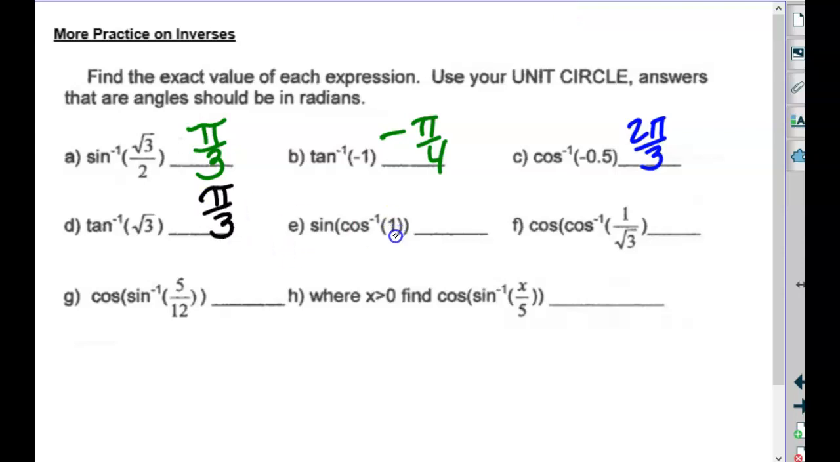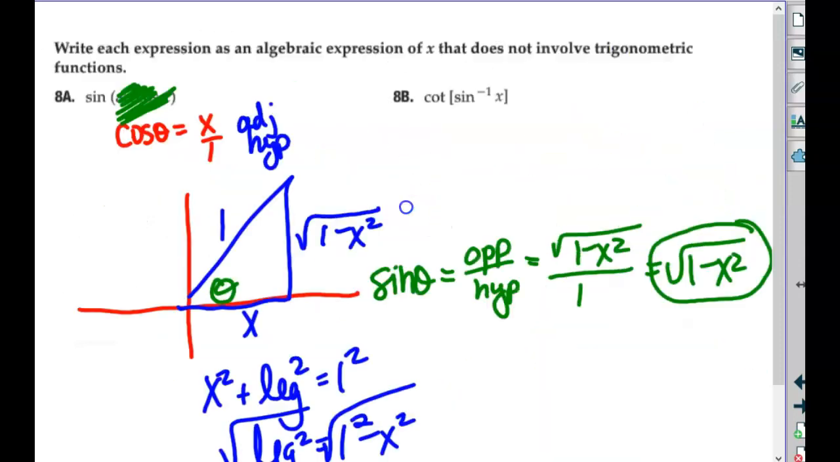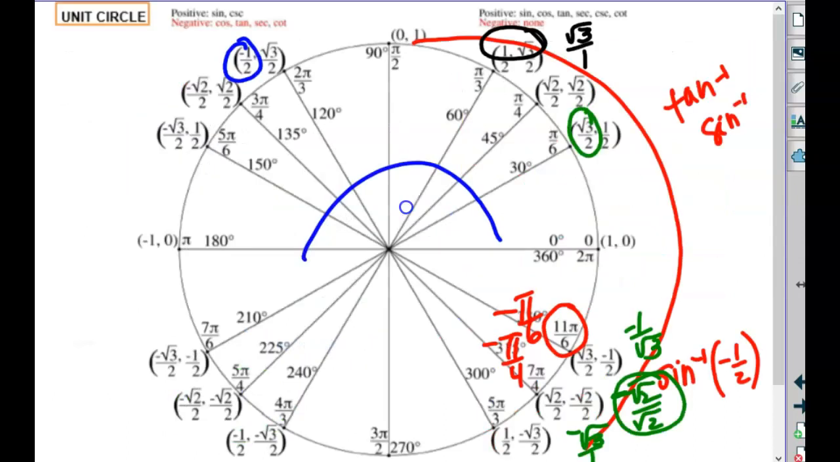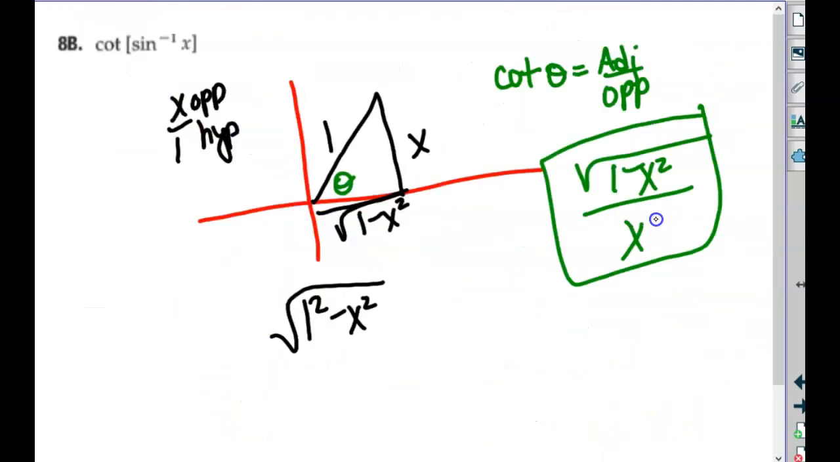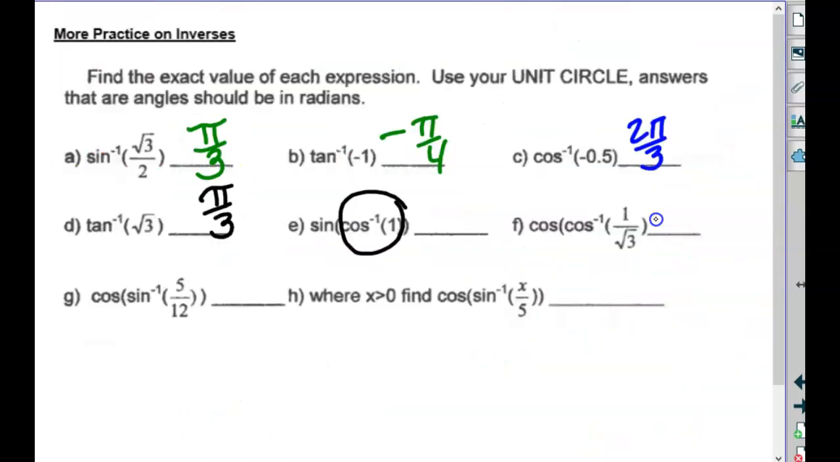Okay, now we've got a composite one. First, you have to tell me what angle has a cosine of 1, and then once you find that spot, you need to tell me what the sine is. So cosine of 1 happens at 0, right? And then it actually wants the sine there. What is the sine of 0 radians? Sine of 0 radians is also 0.